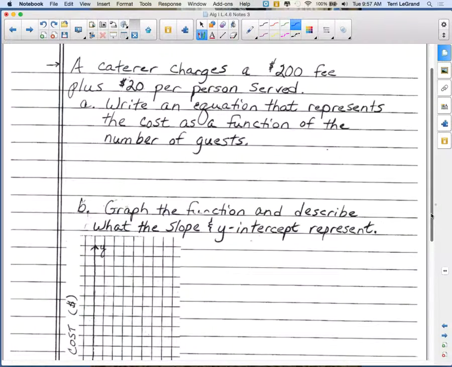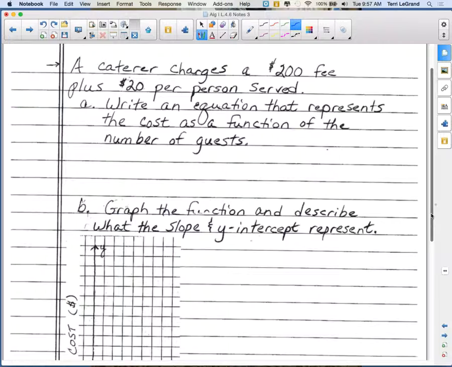We have a caterer that charges a $200 fee plus $20 per person served. So how many times do you think they charge the $200 to you? If you hire this catering company, how many times? One time, yeah. They say, you know what? Just to have me cater, I'm going to charge you a one-time fee of $200. And then another $20 for every person that I prepare food for.